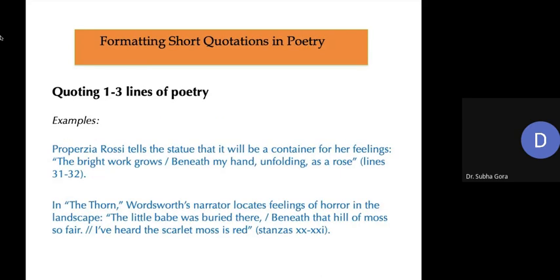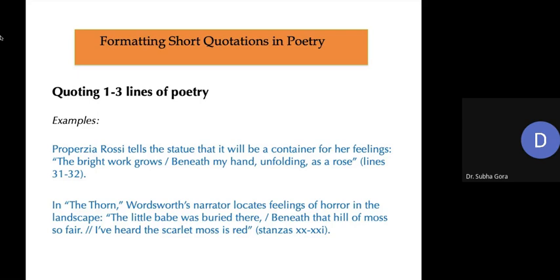That's about prose. Now, what about poetry? If you want to quote 1 to 3 lines of poetry, what do you do? If you quote part or all of any line of verse, the same rule applies. If it does not require any special emphasis, put it in quotation marks within your text, just the way you do in prose.